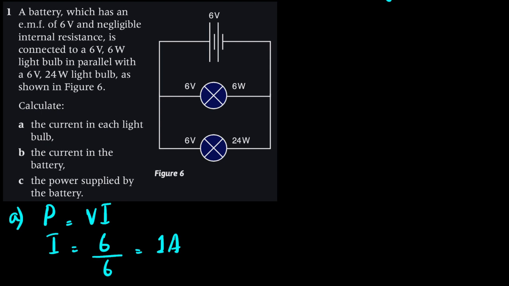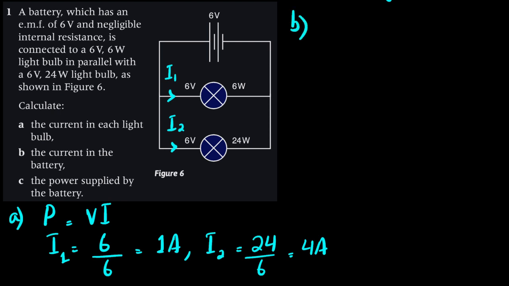And then similarly if we do the same thing for the other one, let's call this one I1, and if we talk about the second branch, if we say that this current is I2 flowing in the second branch, that would be the power divided by the voltage again, but now this would be 24 upon 6. So this would be 4 amperes, right? So this is part A.